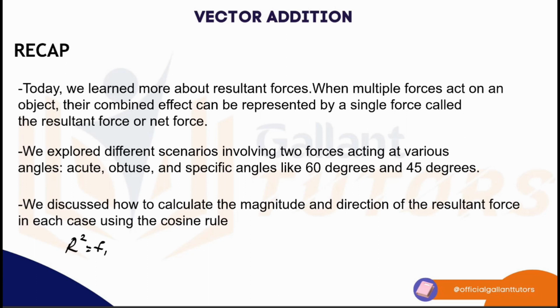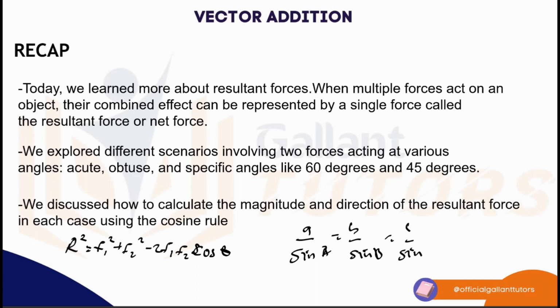So for the resultant force, we know that it's equal to the square root of F1 square plus F2 square minus 2F1F2 cos theta. So we're going to use the cosine rule, and for the direction, we're simply going to use the sine rule. Exactly. So just let this stick in your brain, and ensure you solve a lot of questions.